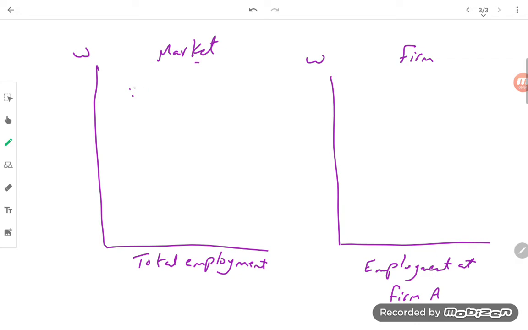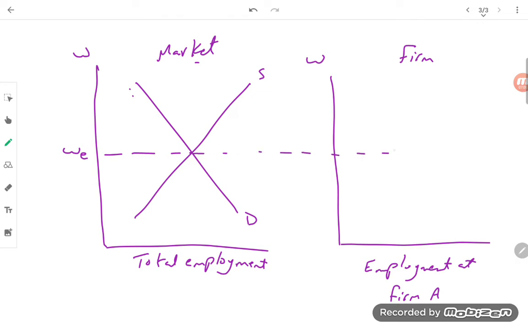At the market, the wage rate will be determined by the point of intersection of demand and supply. This is the wage rate. And at the same wage rate, this is going to be the supply curve for this firm. And this is the demand, for example. So this is the level of employment at firm A given the wage rate, or the supply curve.